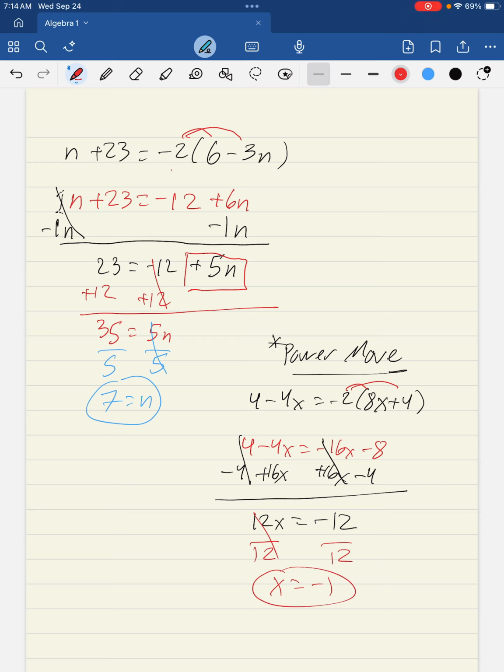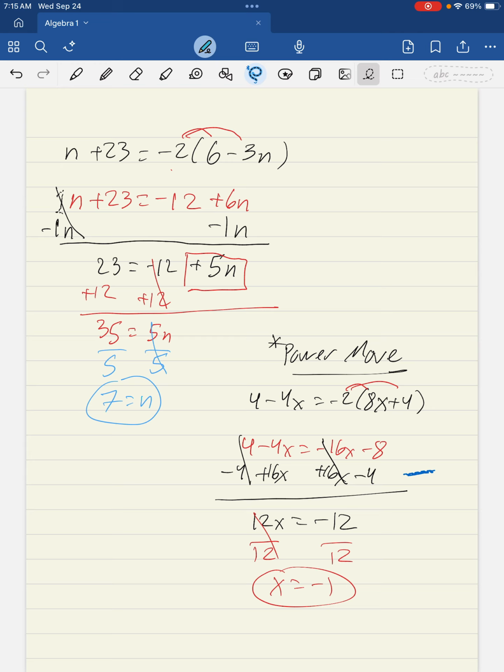Boom. Do you have to use the power move? No, it's just pretty much 2 steps in one. If we look up here, you're seeing we moved our variables first and then our numbers. This step, we're moving our variables and our numbers at the same time. The thing you have to understand about the power move, though, is where the pieces go.